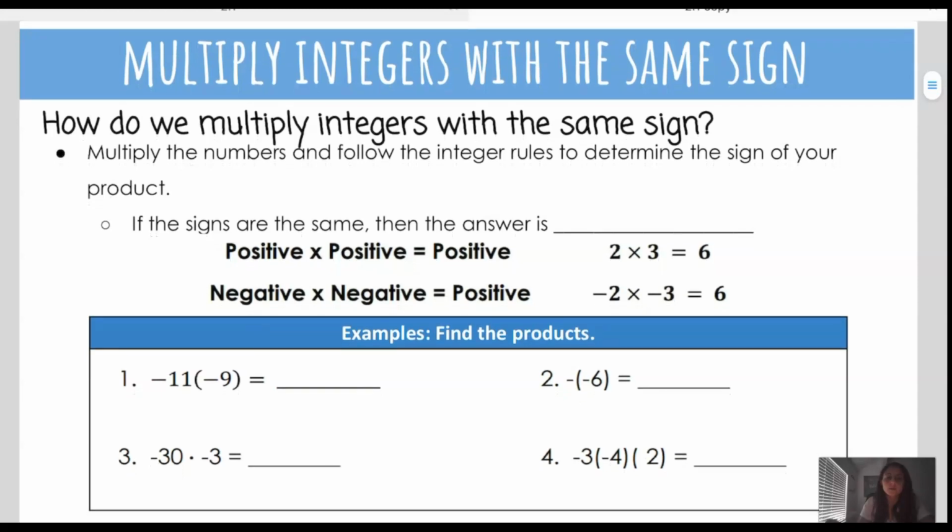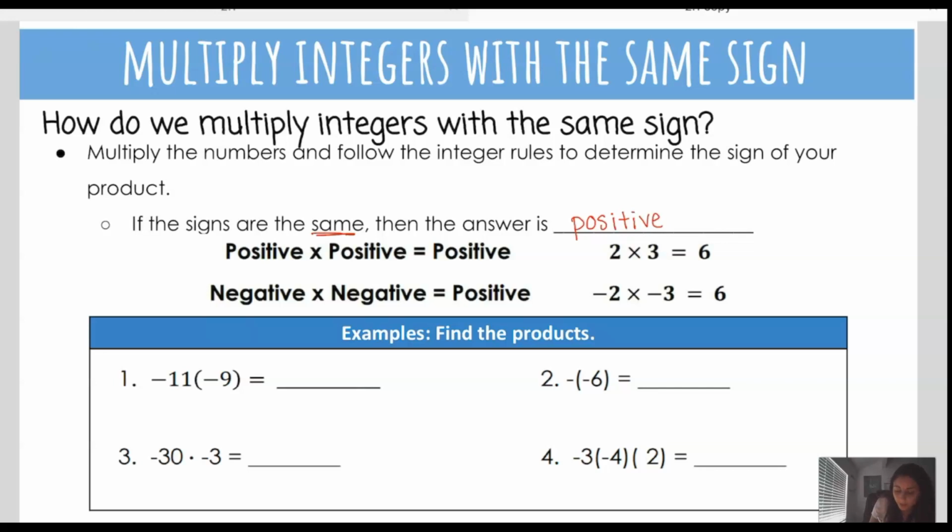First, how do we multiply integers with the same sign? So we're simply going to multiply the numbers and then use our integer rules to determine the sign of the product, or the answer to our multiplication sentence. Our integer rules for multiplying are if the signs are the same, then our answer or product is going to be positive.